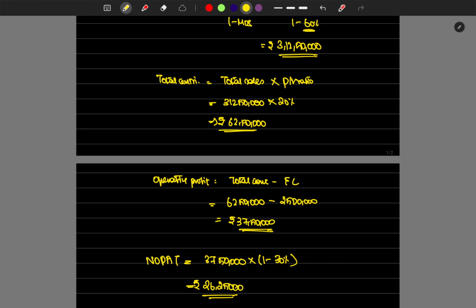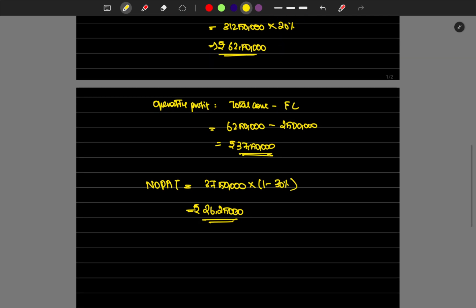Operating profit is the total profit. You have to pay the tax for that. After paying the tax, the portion is 1 minus tax rate. So if you pay the tax out of it, you will have a net operating profit after tax, which is 26,25,000, right?